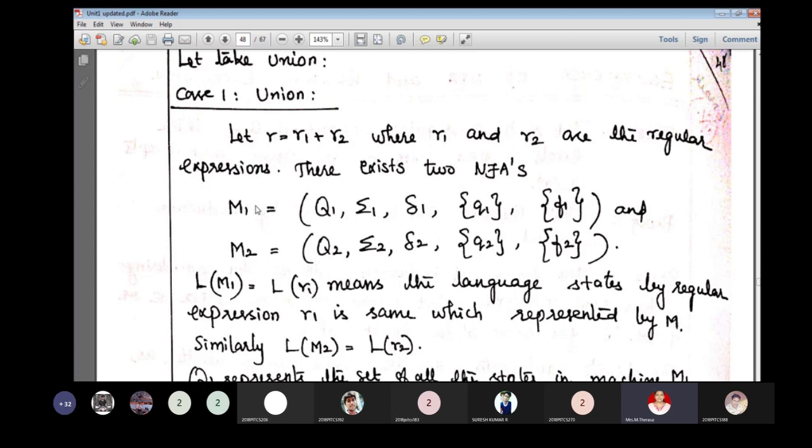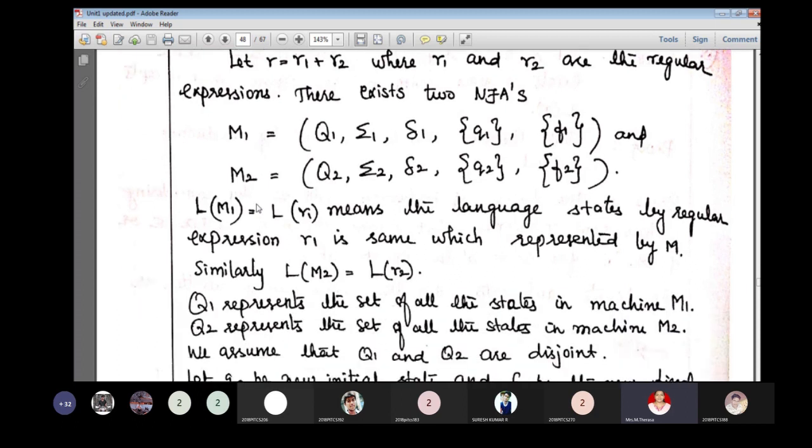Their corresponding machines can be represented with a 5-tuple representation: M1 is equal to Q1, sigma 1, del 1, q1, F1. Clear? And the machine M2 representing the regular expression R2 is Q2, sigma 2, del 2, q2 and F2. Q1 is the set of states, sigma is the set of input symbols, del 1 is the set of transition functions, q1 is the initial state and F1 is the set of final states. You know all these things already, isn't it?